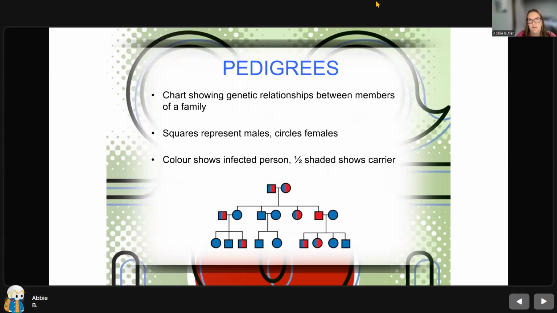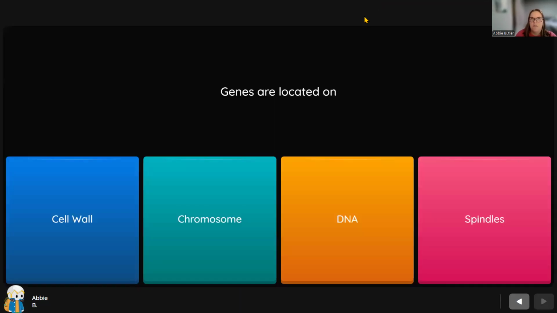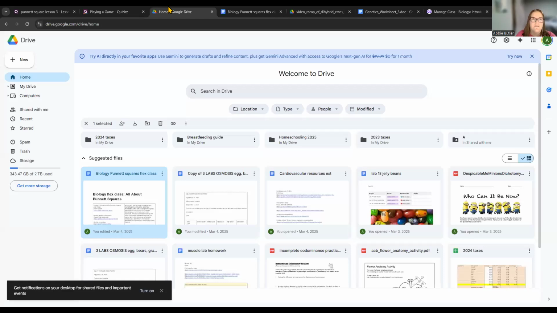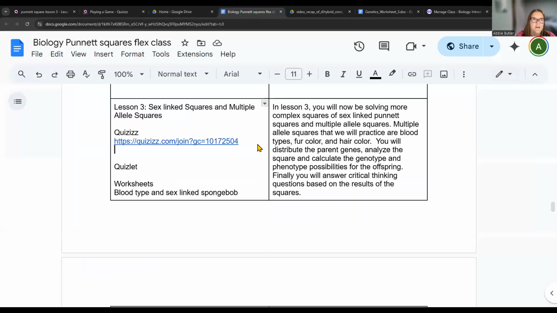Remember, these are charts showing relationships between members of the family. Squares are the males, circles are the females. The colored-in shapes are the people affected. The half-shaded shapes, or the lightly shaded ones in some situations, are showing carriers. You'll be able to answer the rest of these questions on the quizzes for practice, and then you do have other references that you can look into.